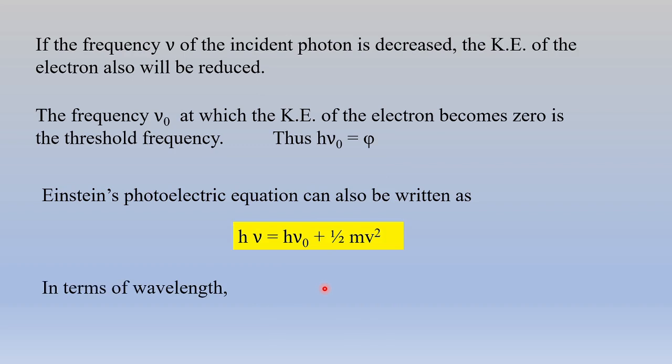Now in terms of the wavelength, we can express, as we know, nu is equal to c by lambda, and nu 0 is equal to c by lambda 0. Then the expression becomes h into c by lambda equals h into c by lambda 0 plus half m v square. Lambda 0 is the threshold wavelength.